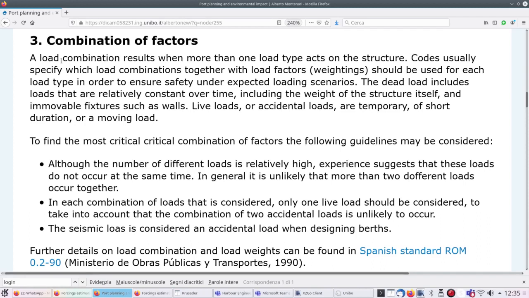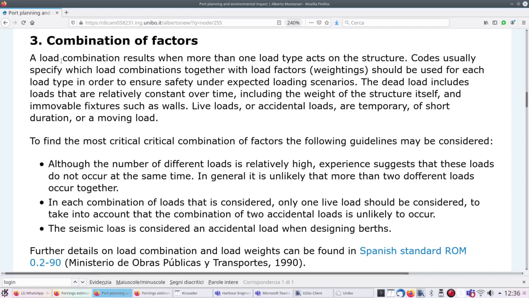And load combination means that you have to assign typically a concurrency factor when you want to consider several loads occurring all together. You sum the loads, but then you multiply the sum of the loads by a concurrency factor. Also, some regulations use load factors weighting each load type in order to ensure safety under unexpected loading scenarios. Concurrency factors usually are lower than one. The load factors may also be higher than one.